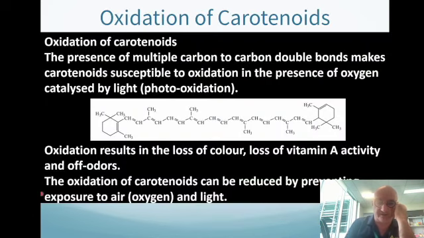Oxidation of carotenoids. Oxidation just means that you're going to add oxygen. You need the presence of oxygen for it to happen, and normally light, so it's photo-oxidation. You can stop it oxidizing by preventing its exposure to air, so pack your carrots in CO2.